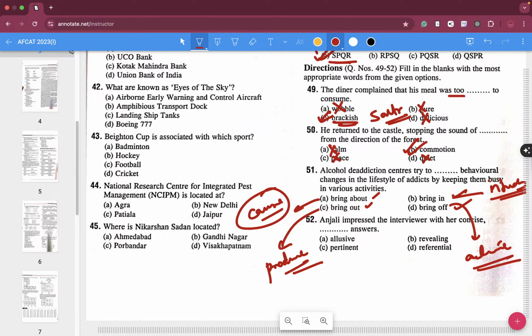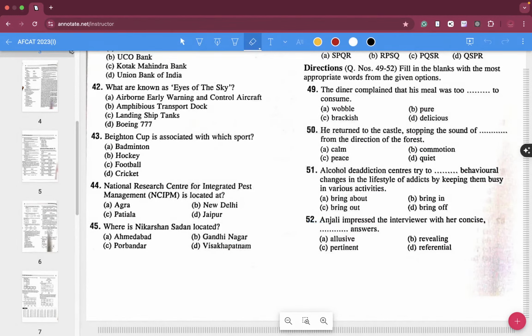So alcohol de-addiction centers try to cause, or introduce, or achieve behavioral changes in the lifestyle of addicts by keeping them busy in various activities. That is what this particular question is going to look like. Alcohol de-addiction centers try to cause, try to bring. So bring about over here seems to be the correct answer.